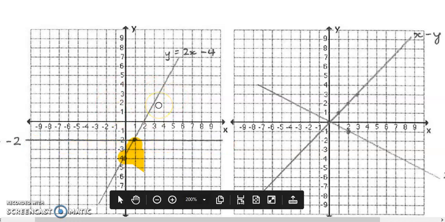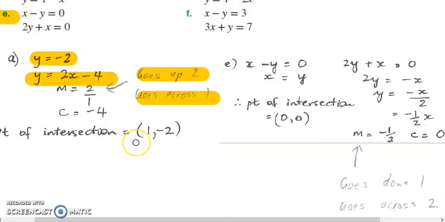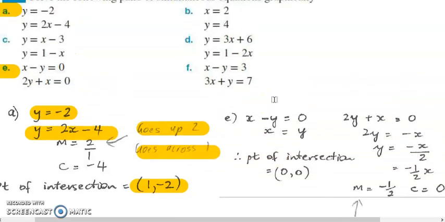So when I look carefully at this, I can see that right here is my point of intersection, 1, negative 2. Making sure to write that and make it clear that the point of intersection is 1, negative 2. Make sure you have a statement in your solutions saying what the answer is.